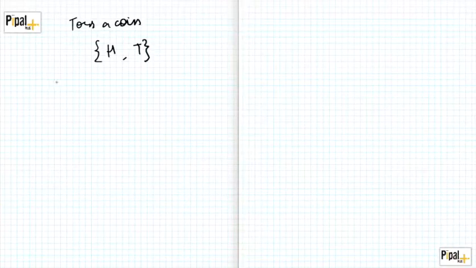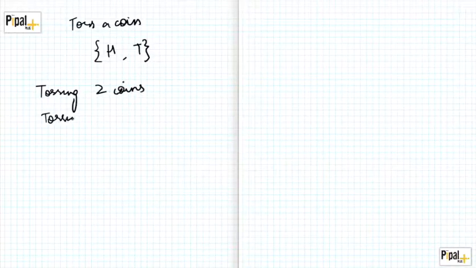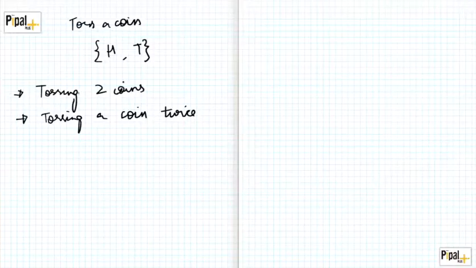But what happens if I toss two coins, or if I toss a coin twice? Mathematically, they are both exactly the same. Now, when I toss two coins, all the possible outcomes are going to be: the first coin throws a heads, the second coin also throws a heads. So HH now becomes my first outcome. In place of a single H, now H and H becomes my first outcome.